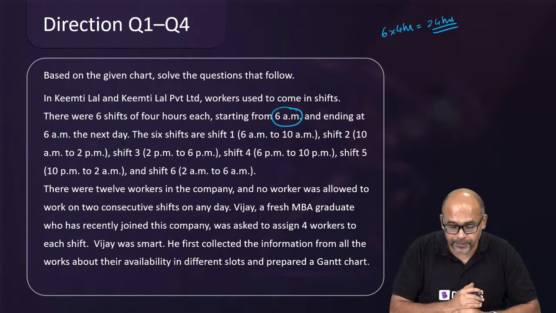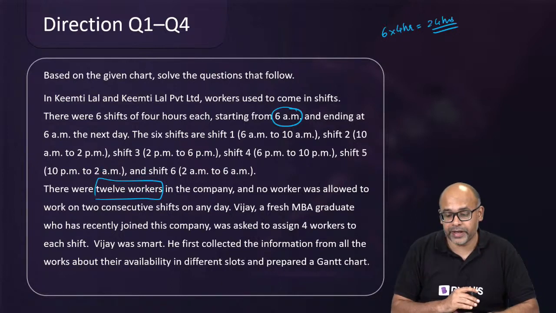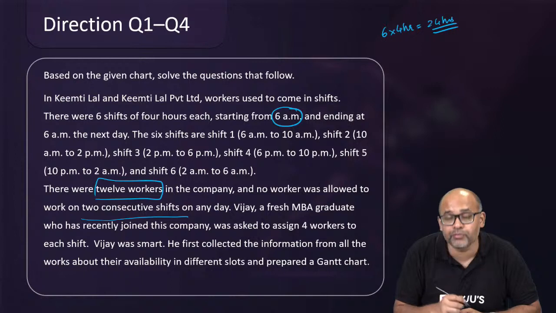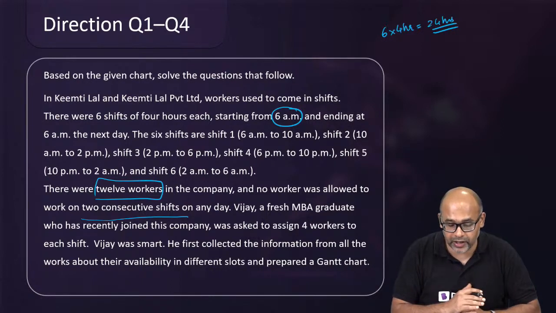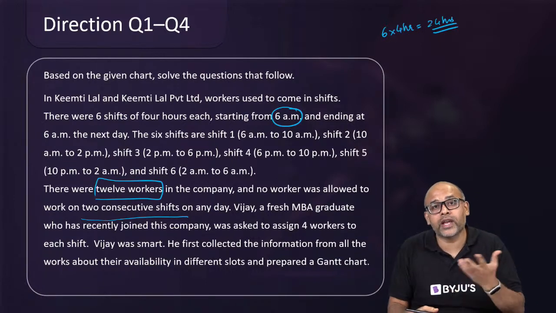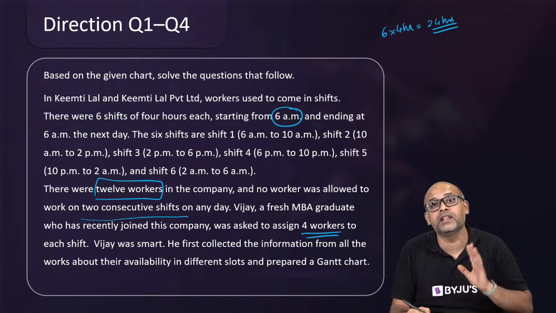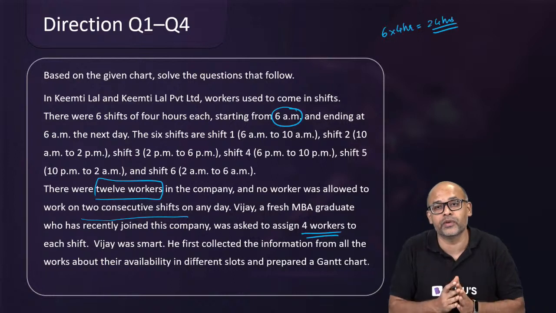This is the information. Now there are 12 workers in the company and no worker was allowed to work on 2 consecutive shifts. This is important. 2 consecutive shifts back to back is not allowed for anyone. Now Vijay has to allocate people in such a way that exactly 4 workers are there in each shift. 4 workers should be there in each shift. This is the information given to us.